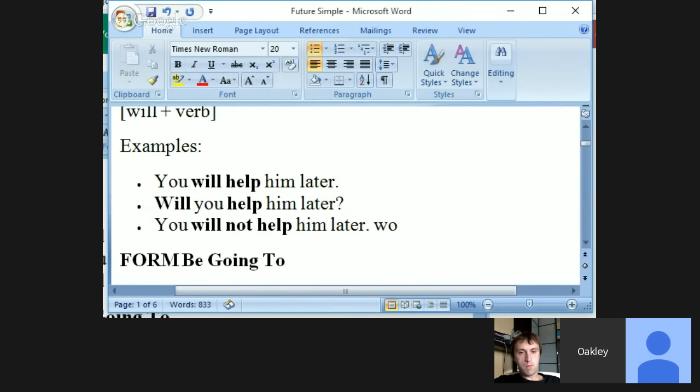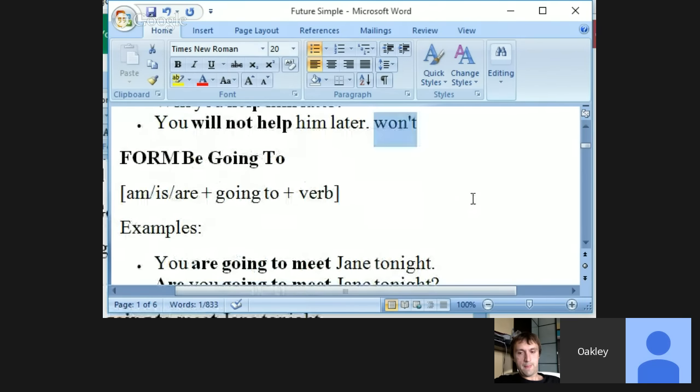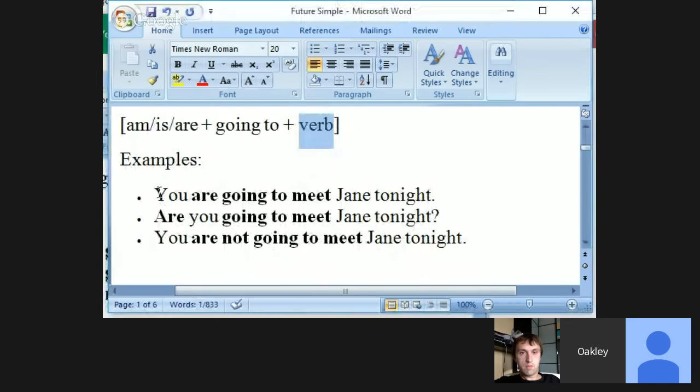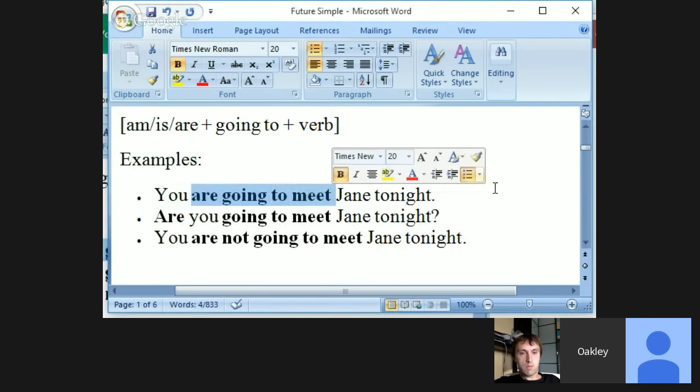Of course, most native speakers are going to use the contraction when we use not. So it's going to be won't. You won't help him later is the normal contraction for will not. The other form that we need to look at, the be going to form, is the verb to be, depending on the subject noun, first, second, or third person. For example, I am, he is, she is, it is, or they are, we are, and then going to, and then the main verb. So it looks like this. You, the subject noun, and then the entire verb construction are going to meet Jane tonight.